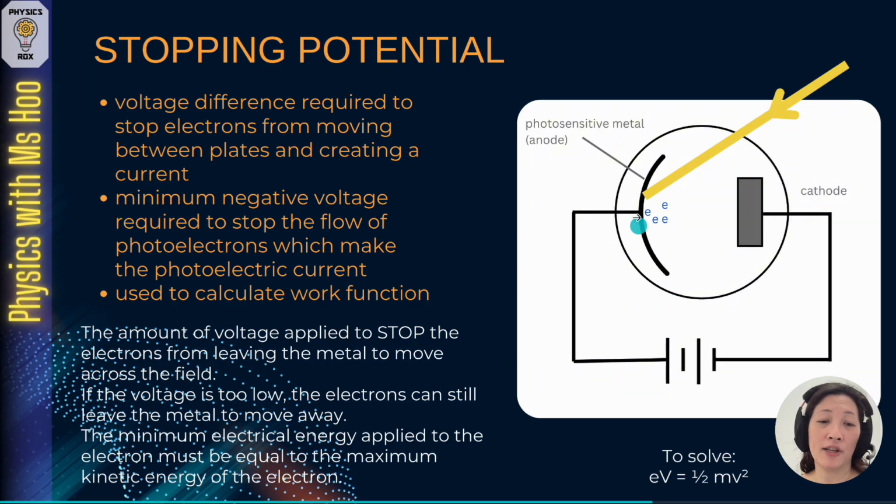The minimum electrical energy applied to the electron must be equal to the maximum kinetic energy of the electron that's trying to move away, to stop it from moving in the first place. So that's why to solve this, we use eV equals half mv squared. The work function is basically the minimum energy needed to have the photoelectric effect. The work function is quite simply equal to eV. So that's what stopping potential is.